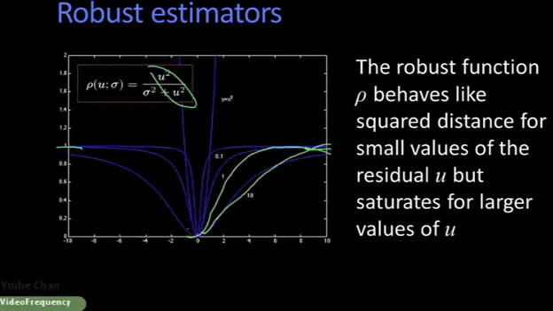Now, where it levels out, that's a function of what the sigma is. So for a very small sigma, it levels out quickly. For large sigmas, it levels out much more slowly.